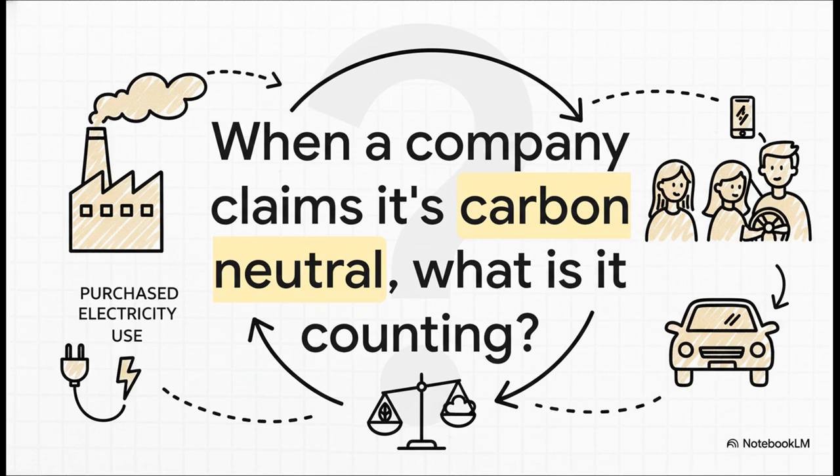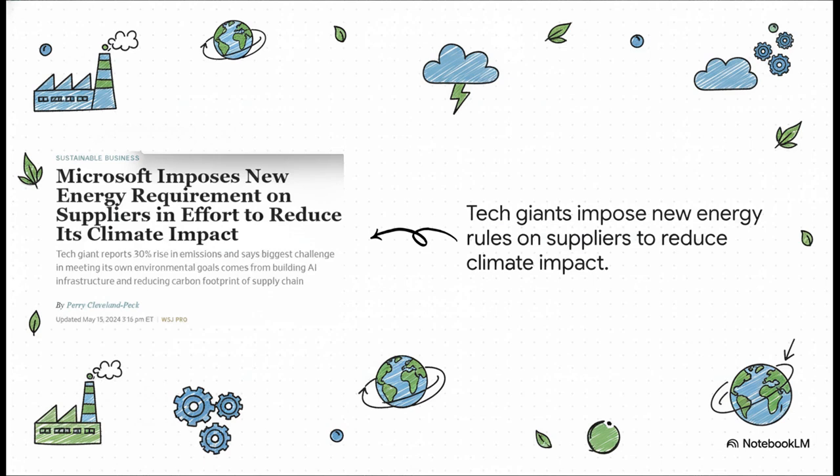You see, without a standard set of rules, that term can mean almost anything. And it's a problem the biggest companies on the planet are wrestling with right now. You can see it in this headline. Microsoft came to realize that even if they made their own offices perfectly green, it was just a drop in the bucket compared to the impact of their massive global supply chain. It's a perfect example of how a company's real footprint stretches way, way beyond its own 4 walls.